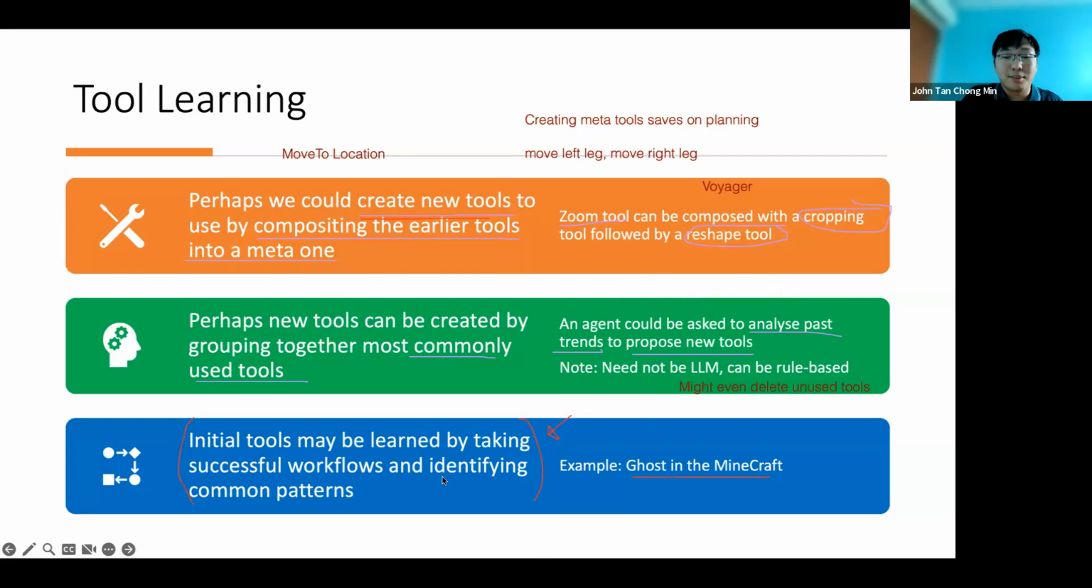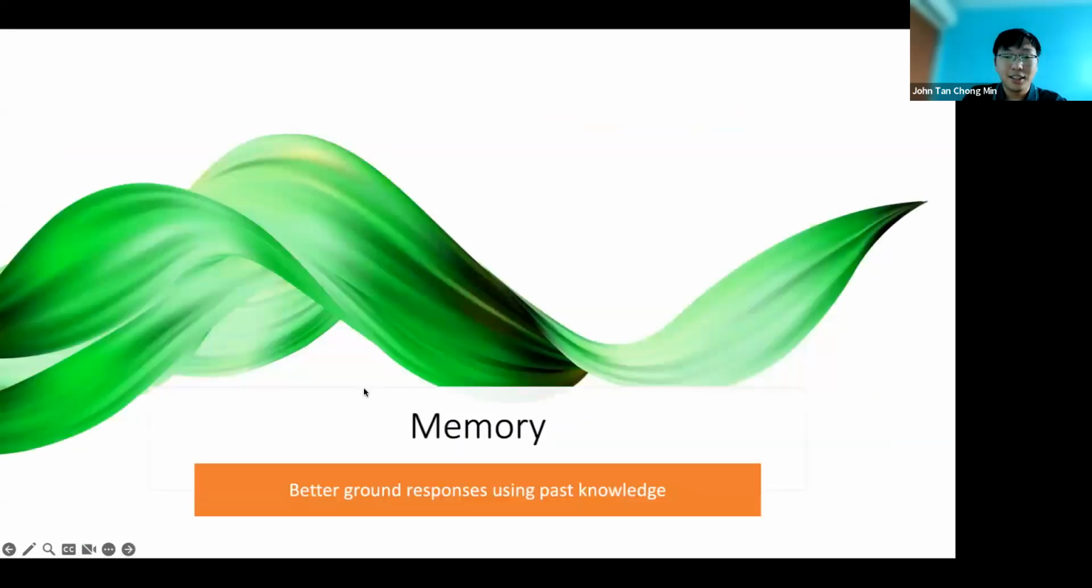This new tools grouping together and coming out of other tools, you can say is something that I am thinking about. I don't really see a paper doing that yet. But based on the tool usage, you can analyze certain trends and make your tools better. Very exciting area of research, this one. All right, next, memory.